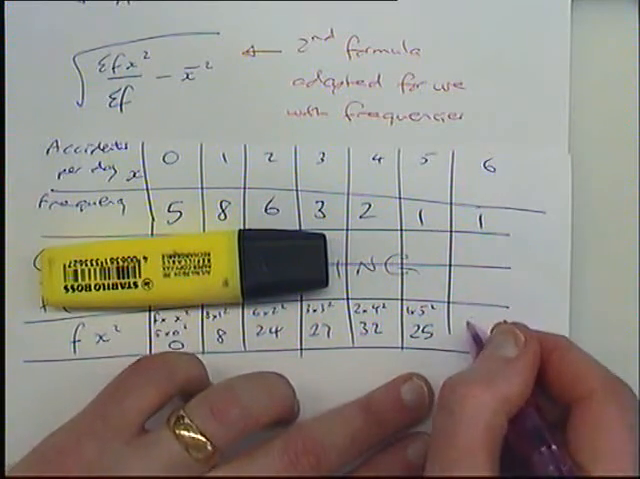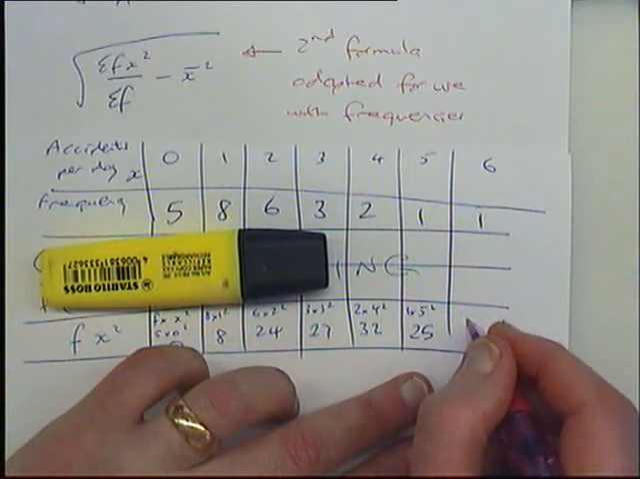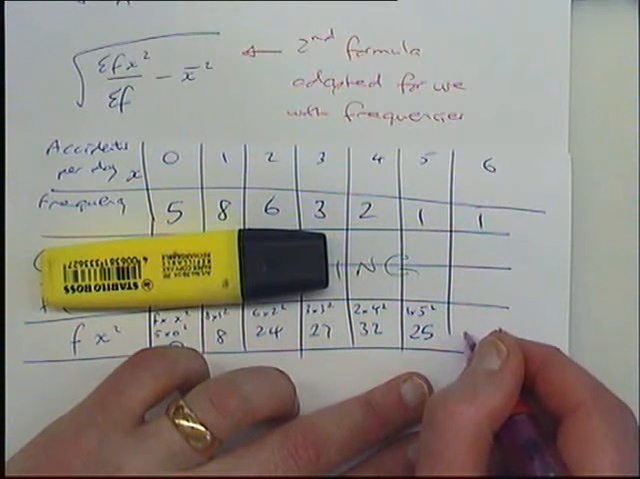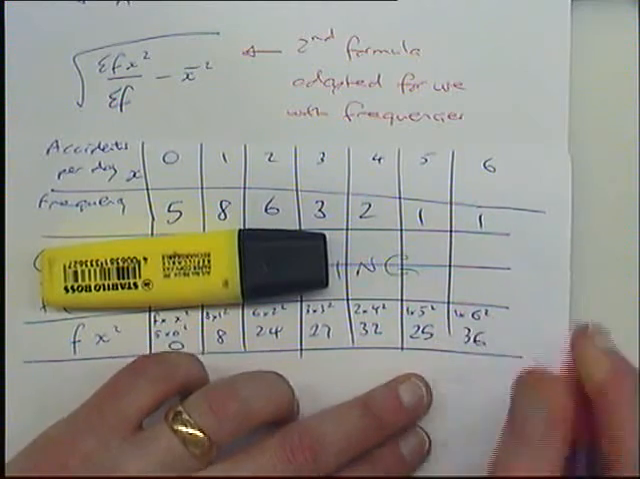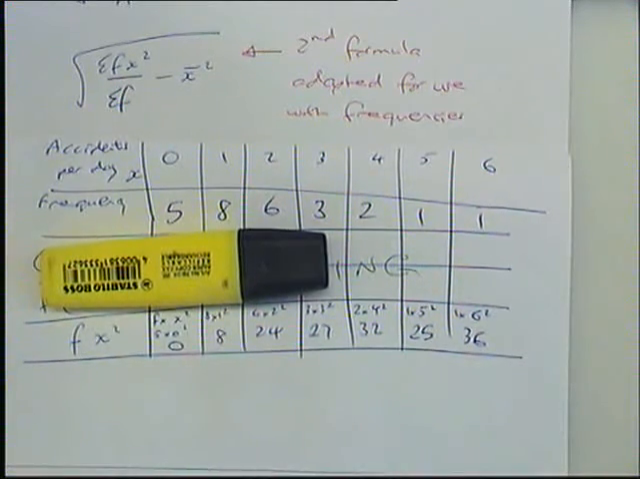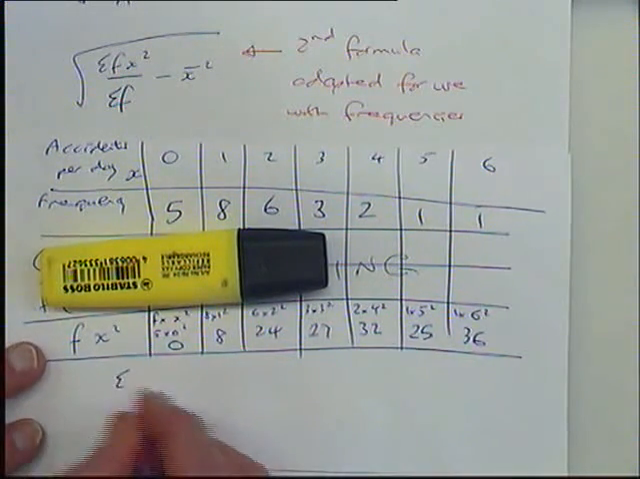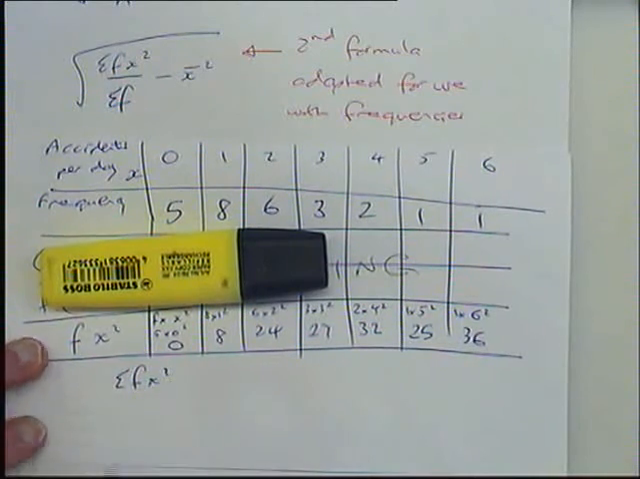Gracie, last one. Right, what are we going to have? 36. Yeah, okay. 1 times 6 squared is 36. Okay? Right, okay, so there we go. We've got those. Now, we've got fx squareds. Now's the time for sigma to come into play. We need to add those together. Okay? Can we add those together, please? Gracie, can you nominate someone to do the adding up?